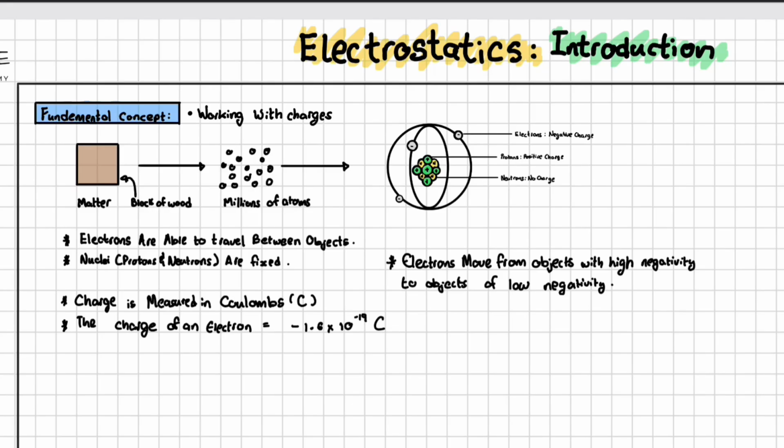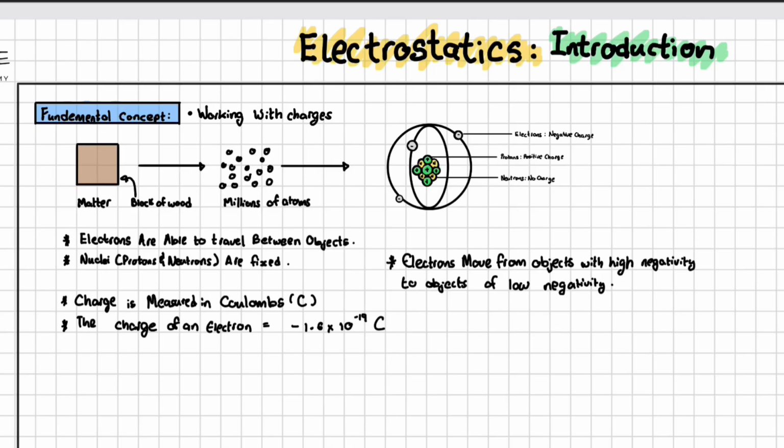Now, electrons are the only subatomic particle that we are going to be working with that has the ability to move between objects, to move between atoms, to move between matter. So that makes it unique. That tells us that they are able to congregate in a certain spot or in a certain object in order to change the charge of the object.